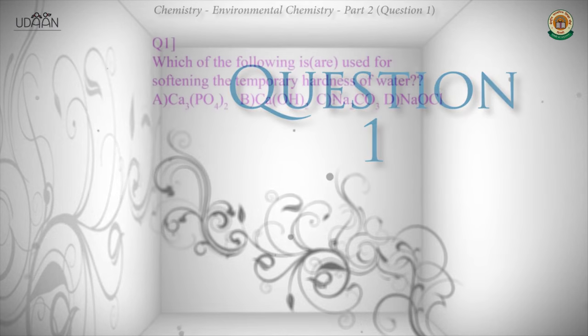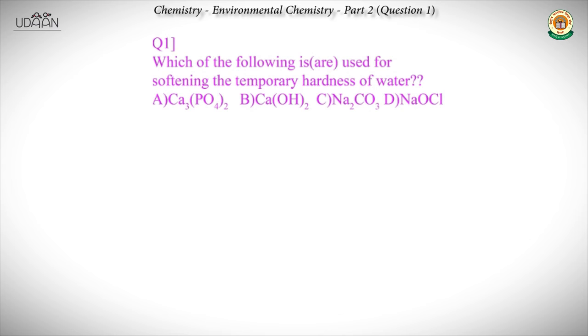Okay, so now we're starting with the questions of environmental chemistry. The first question goes like, which of the following are used for softening temporary hardness of water? Your options are Ca3(PO4)2, that is calcium phosphate, Ca(OH)2, calcium hydroxide, Na2CO3, sodium carbonate, and NaOCl, that is sodium hypochlorite. Okay. So now we proceed to the solution.